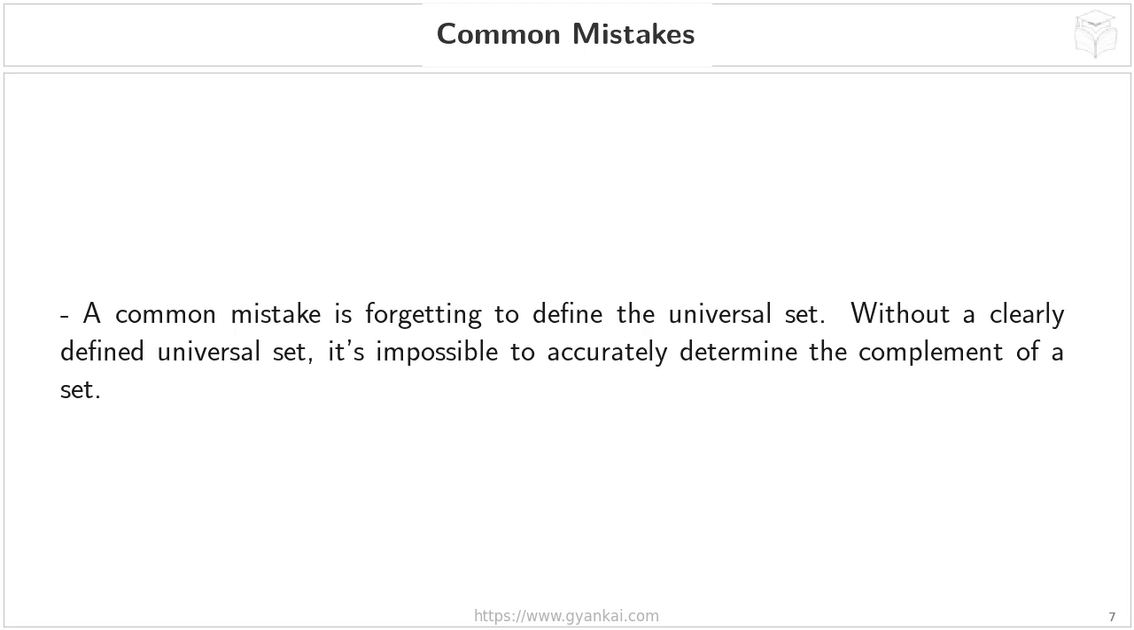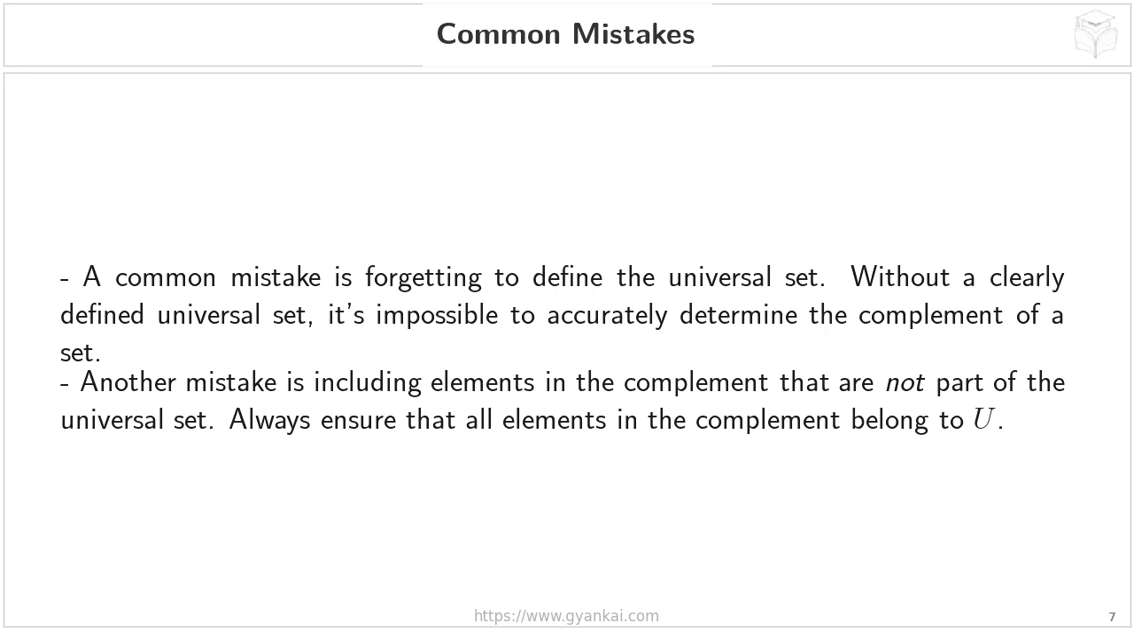Common mistakes. So, the first common mistake we see students make is forgetting to define the universal set. Now, remember from earlier, the universal set, we called it U, is absolutely fundamental. It's everything we're considering in a given problem. Without a clearly defined universal set, it's simply impossible to accurately determine the complement of a set. Think of it like this. If you don't know the boundaries of your universe, how can you identify what's outside a particular set within it? It's like trying to find things that aren't in a room without knowing where the room even is.